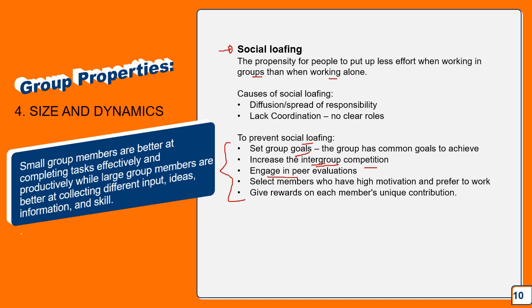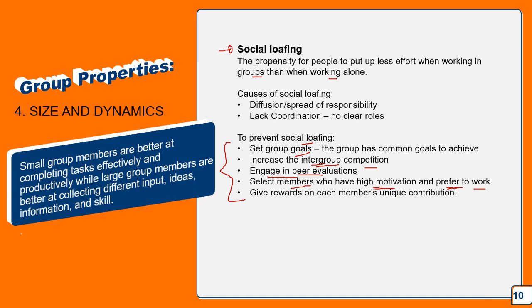Another way is to engage in peer evaluation. Peer evaluation ni adalah penilaian rakan sekerja ataupun penilaian ahli kumpulan. Try to make each and every group member evaluate other group members. So by doing that, each and every member will try to put in high effort because they want to get high evaluation from other members. Next way is to select members who have high motivation and prefer to work. So in order to choose the best group members, choose the ones who have high motivation, who are hardworking and who really love to work.